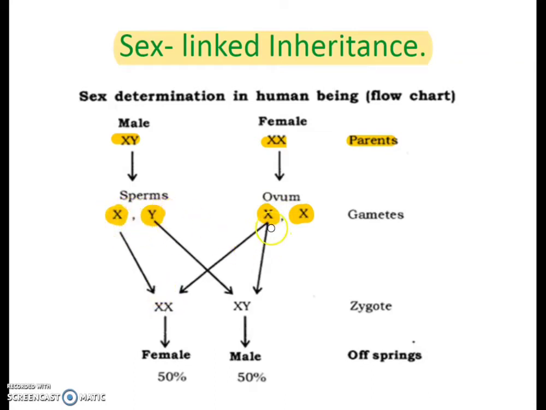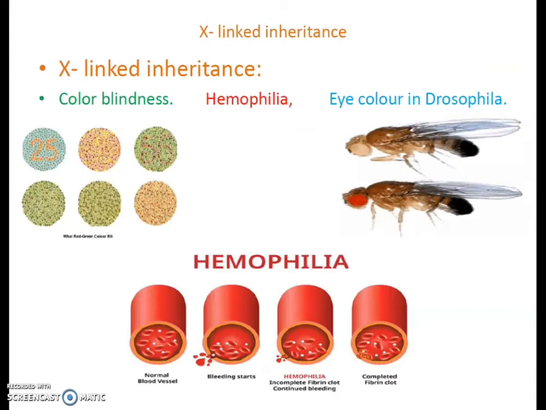So when this X and this X come together, they form XX, and XX denotes the female, and when X and Y chromosomes come together, the Y chromosome determines the male. So the genes located on the Y chromosome only determine the maleness. So the Y chromosome is called the male chromosome. The genes located on X chromosomes are called X-linked inheritance.